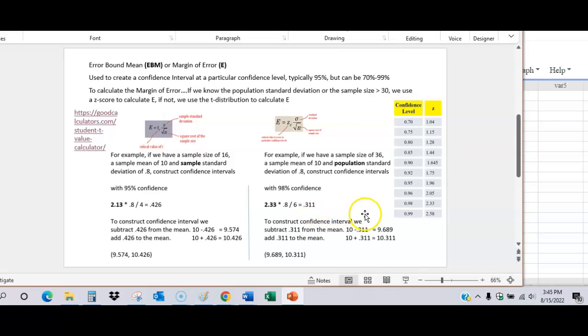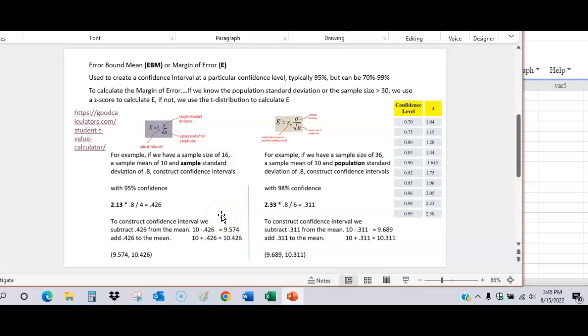To create the confidence interval, that's where the sample mean comes into play. We subtract it from the sample mean and we add it to the sample mean. That gives us 9.689 and 10.311. So this, at the bottom, these two values, this represents my confidence interval at 98% confidence. So I can be 98% confident that the population parameter, the population mean, would be between these two values.